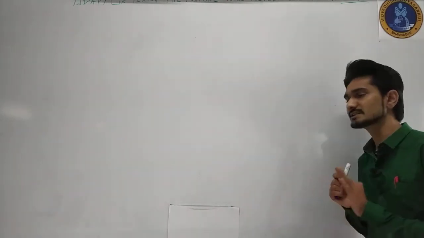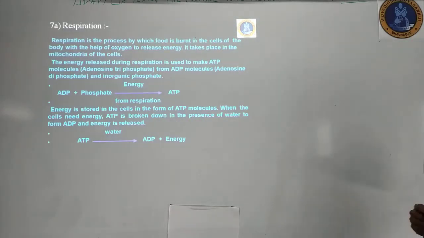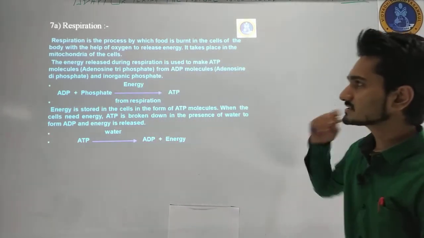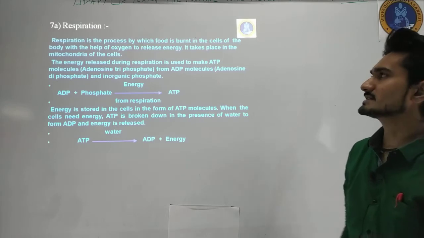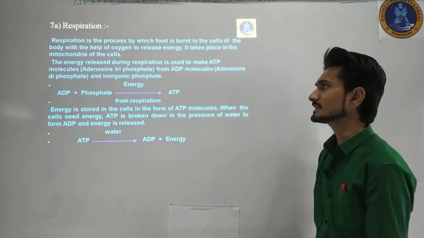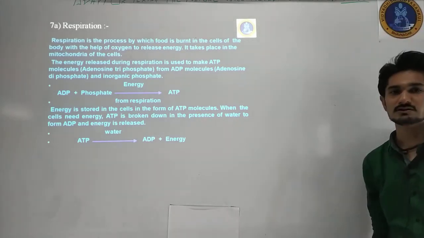Let's look at the first and significant definition regarding respiration. As you can see on your screen, respiration is the process by which food is burnt in the cells of the body with the help of oxygen to release energy. It takes place in the mitochondria of the cell.